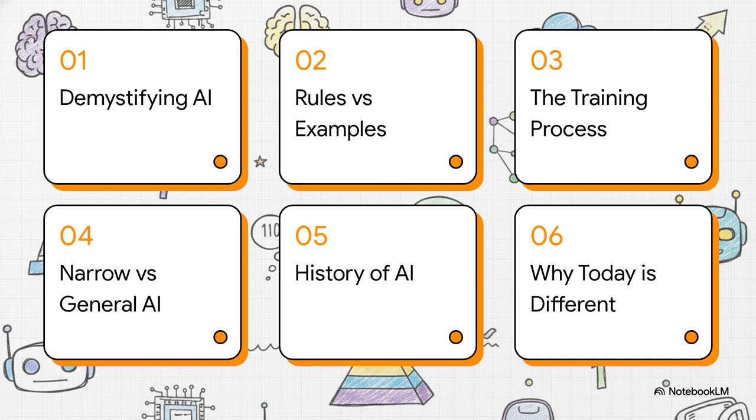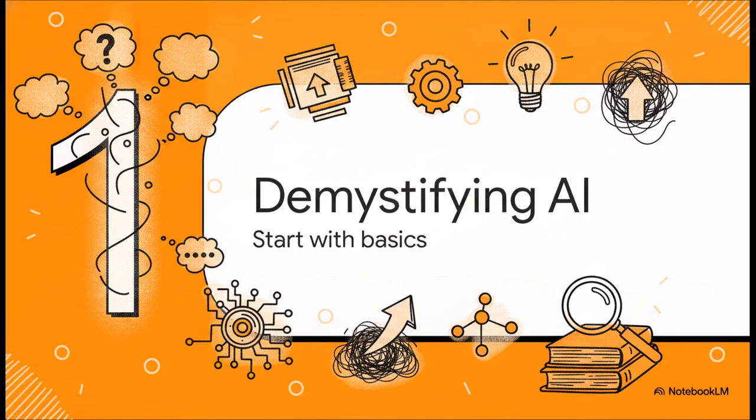First, demystifying artificial intelligence. Second, rules versus examples. Third, the training process explained. Fourth, narrow versus general AI. Fifth, a brief history of AI. And finally, why today is actually different. All right, part one, demystifying artificial intelligence.